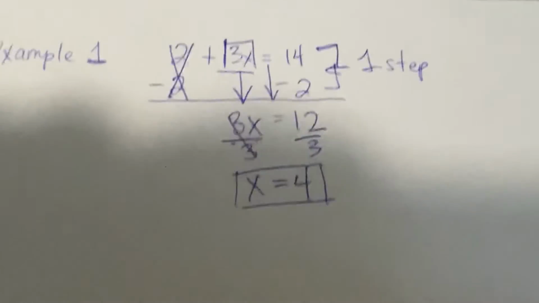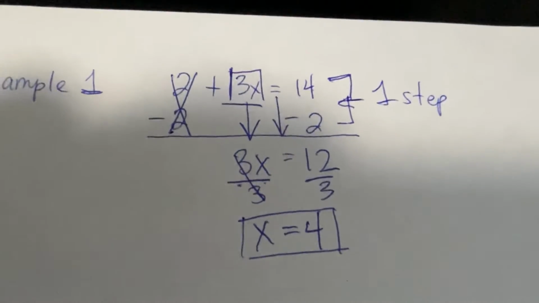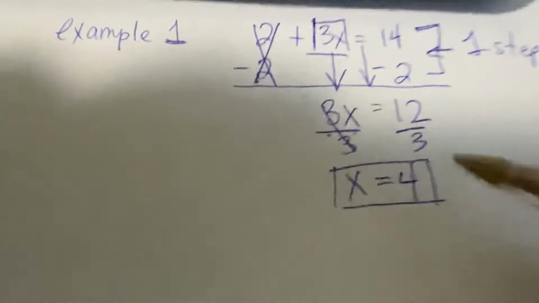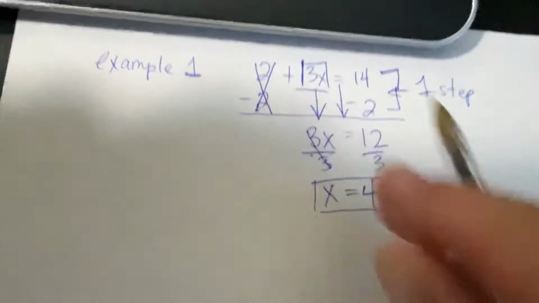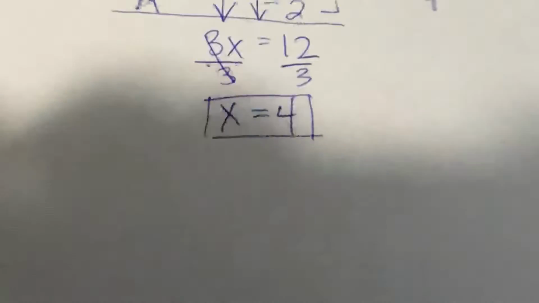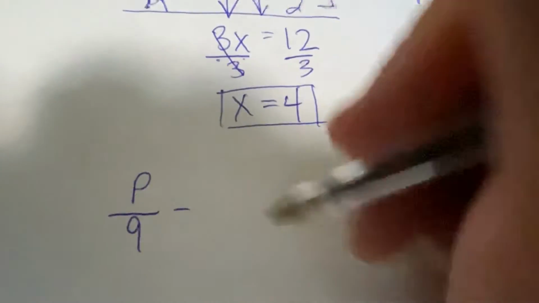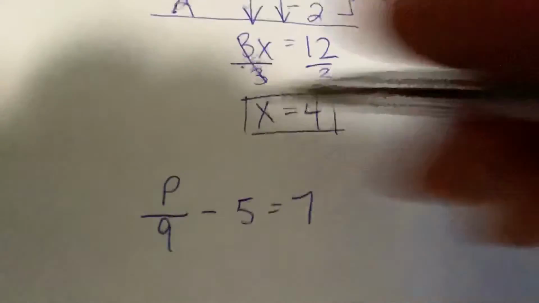That's a quick reminder on how to do two-step equations. Now, I'll give you one more example on how to do the fractions. Okay, I know you guys hate that, but let me do one of them for you so you kind of remember what to do. So let's say that I have one that's p over 9 minus 5 equals 7. This is example 2.